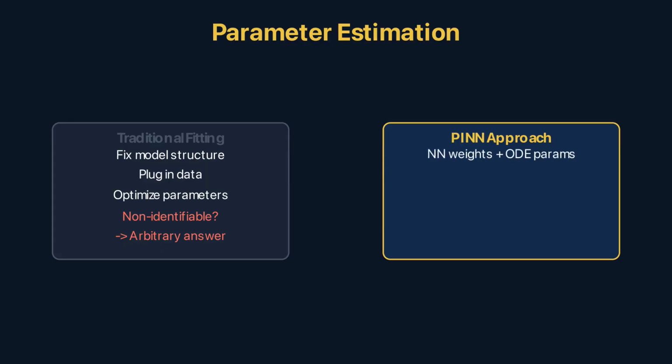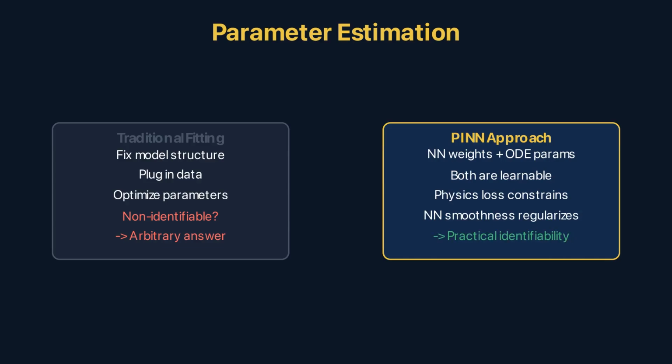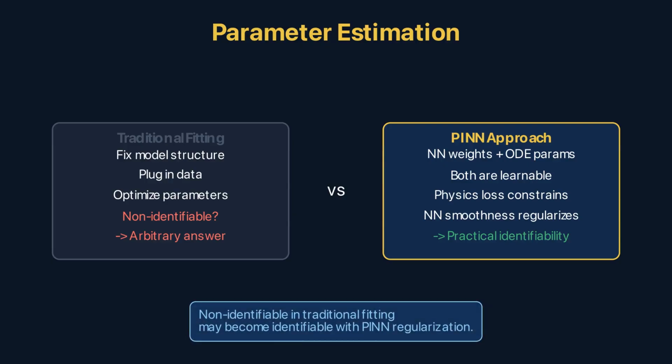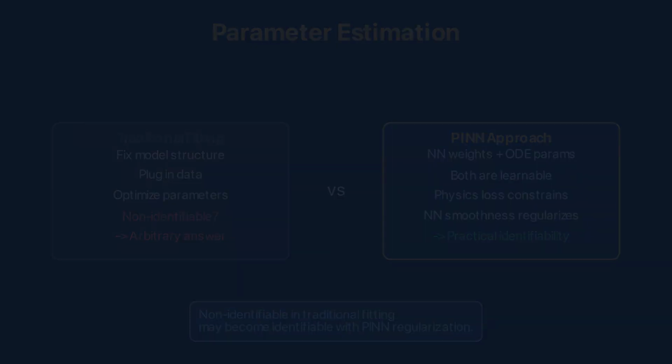In a PINN, the ODE parameters are learnable alongside the network weights. The physics loss constrains the parameters through the ODE structure, and the network smoothness provides implicit regularization. A parameter that is non-identifiable in traditional fitting may become practically identifiable in a PINN because the neural network enforces physically plausible solution shapes that exclude parameter regions that produce implausible dynamics.